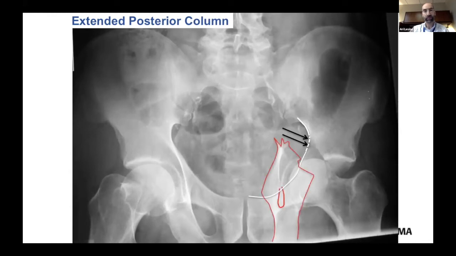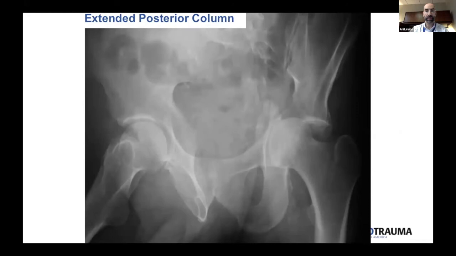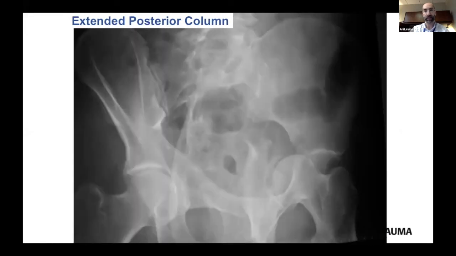And so again, we can see here in this example, the posterior column fracture, the posterior column segment is medialized. And the interesting thing here is that the teardrop has medialized with the posterior column. Looking at an obturator oblique, we can verify that the anterior column of the acetabulum is intact. And looking at an iliac oblique, we can see the large posterior column fragment here.